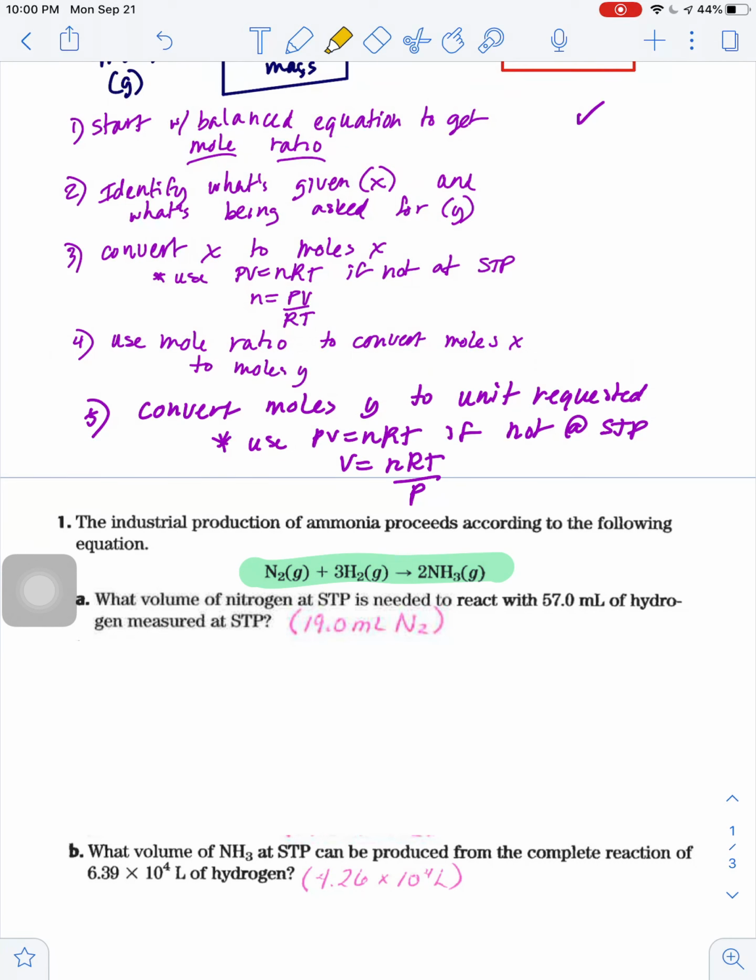So let's read this first problem here. What volume of nitrogen at STP is needed? That is what is being asked for. And then it is reacting with 57 milliliters of hydrogen at STP. So that is what is the given. So hydrogen is given, and what volume of nitrogen is what's being asked for. So I'm going to label this Y and this X. Okay, now we're going to start with what we know about X, which is that we have 57 milliliters of it.